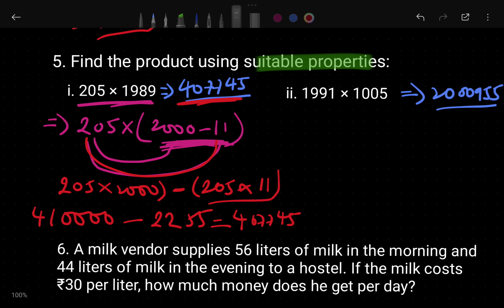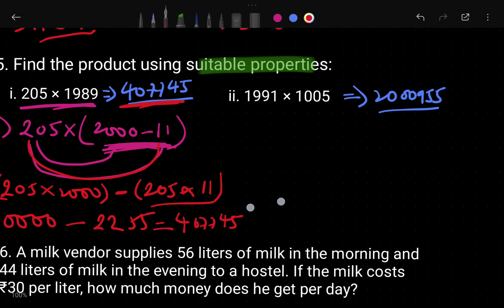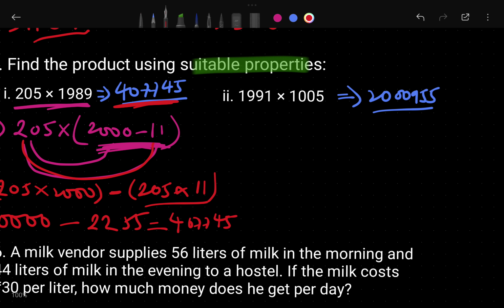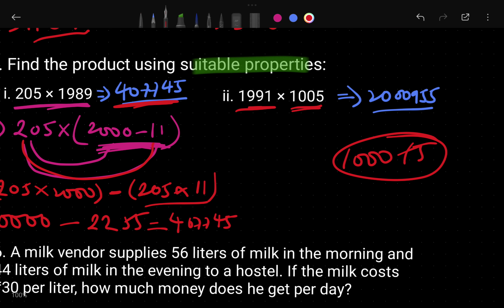Right, so let's go to the next one. Okay, is it clear? Let's solve this one. This is given here, 1991 and 1005. In this one I'm taking 1005 as 1000 plus 5.